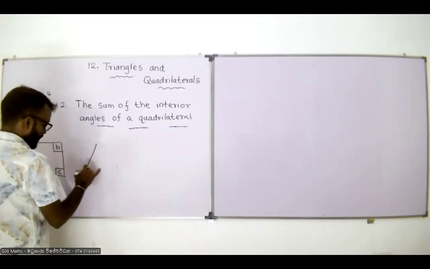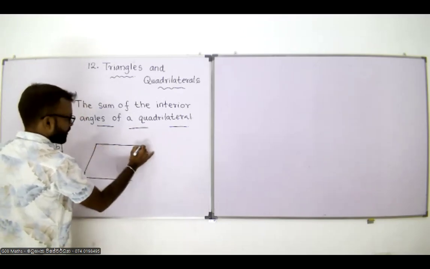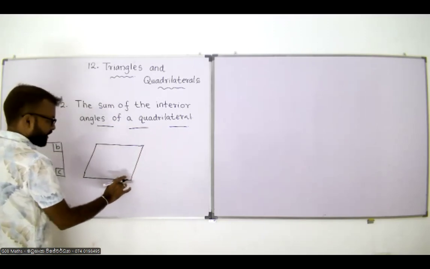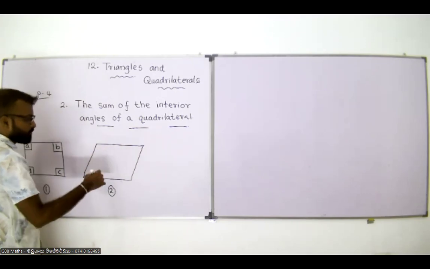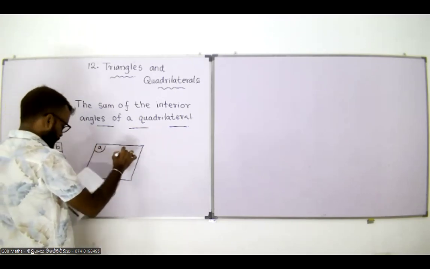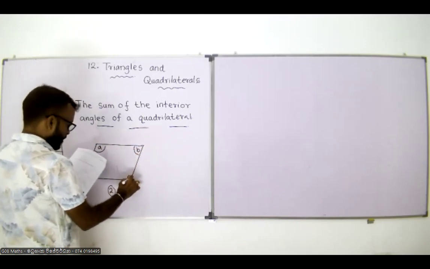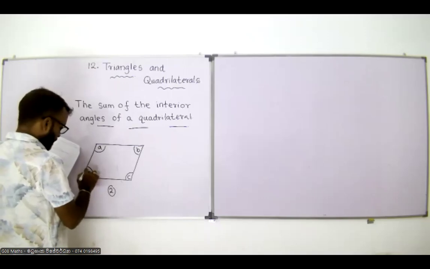Secondly, it's a different one. Someone can say parallelogram, but I haven't mentioned that this is a parallelogram, so you cannot take this as a parallelogram. Okay, A, B, C, D.